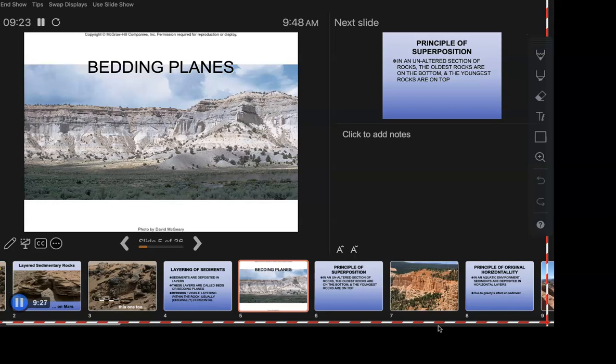Just another example of what beds or layers look like. We'll talk more about this in a bit.